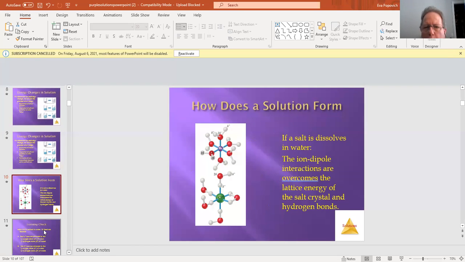So basically what we're saying is that if a salt dissolves in water, the ion-dipole interactions between the ions of the salt and the solvent overcome the lattice energy of the ion for the other ion and one hydrogen bond for the other hydrogen bond. That's what has to happen.